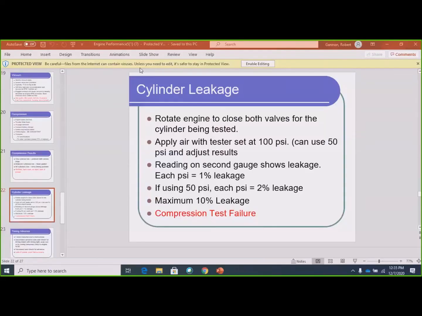So where we left off was compression test. We talked about that, and so let me get to the set of slides here. Next slide is the cylinder leakage test. So, cylinder leakage.